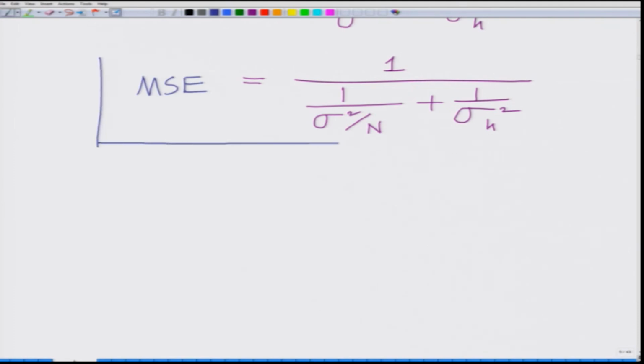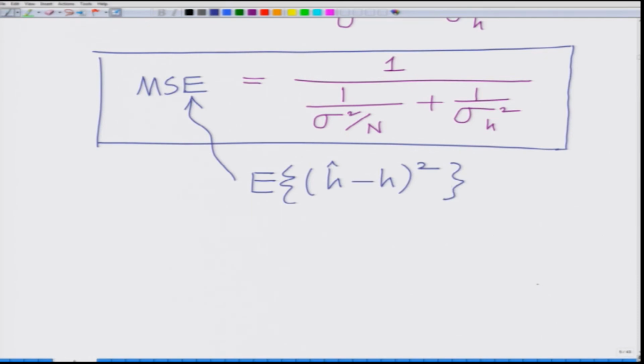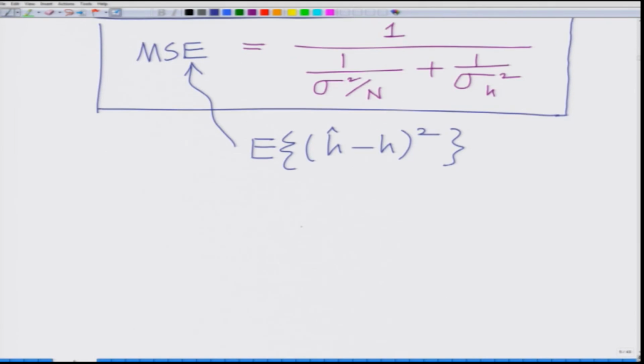This is the mean squared error, expression for the mean squared error, basically which is defined as the expected value of h hat minus h whole square. And now, more importantly, if you look at this, this is the mean squared error, expected value of h hat minus h whole square. And now, we have an interesting interpretation of this.